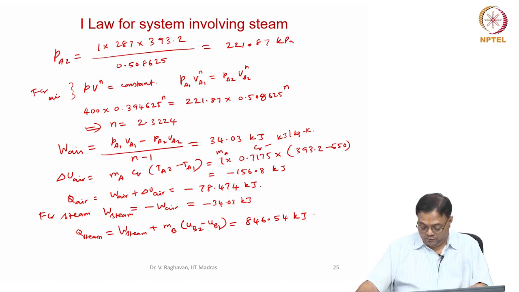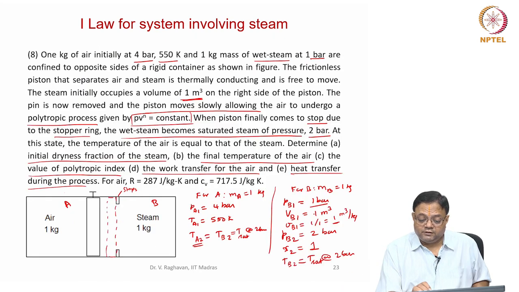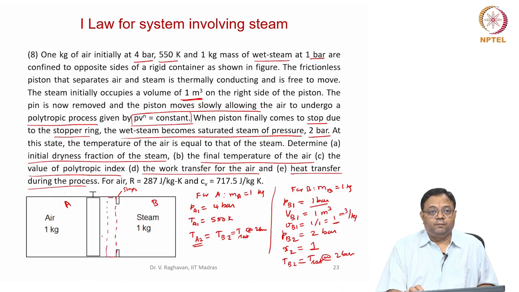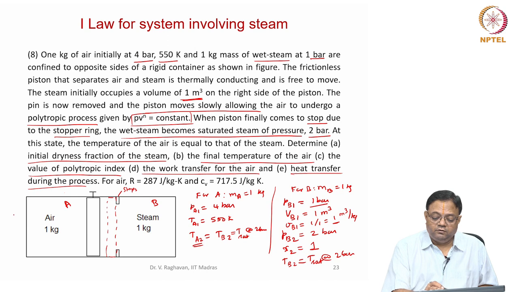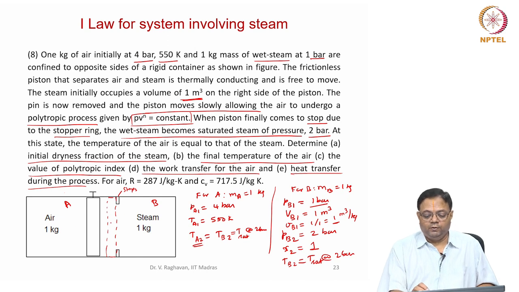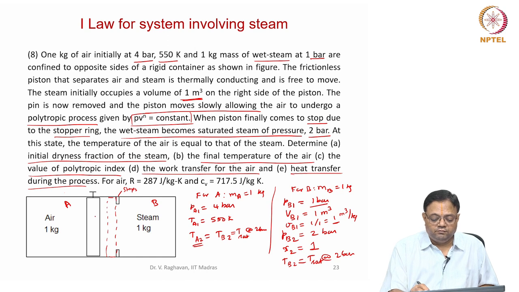So in this problem, basically the pressure is not the same in the chamber because there is a stop. The piston moves due to the pressure difference towards the right, compressing the steam. After a particular movement, it is stopped by the stops, so after that it cannot move. So a pressure difference prevails between these two, but the temperature is the same, that is given in the problem. That is understandable because this piston is thermally conducting.